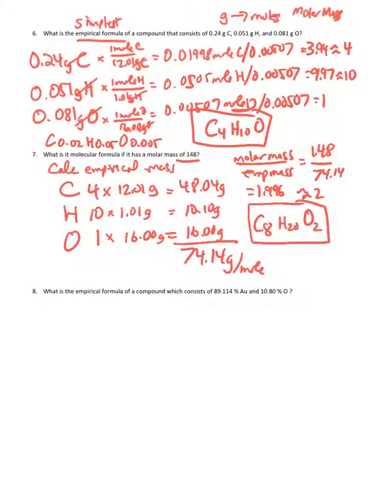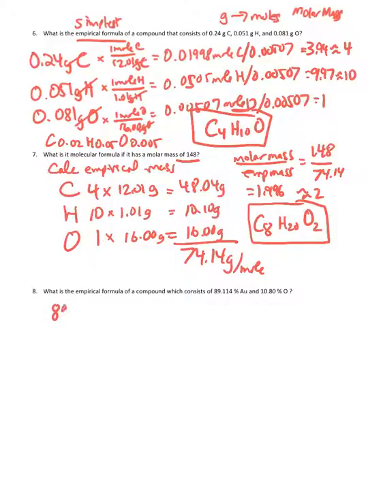The next one: what's the empirical formula of a compound which consists of 89.114% gold and 10.80% oxygen? Very similar process to what we did up above in number 6 in this particular example set, except we got percents instead of grams. So what we're going to do is simply, in our mind, change that percent to grams. Then out of 100 grams of this compound, 89.114 grams are gold and 10.80 grams are oxygen.